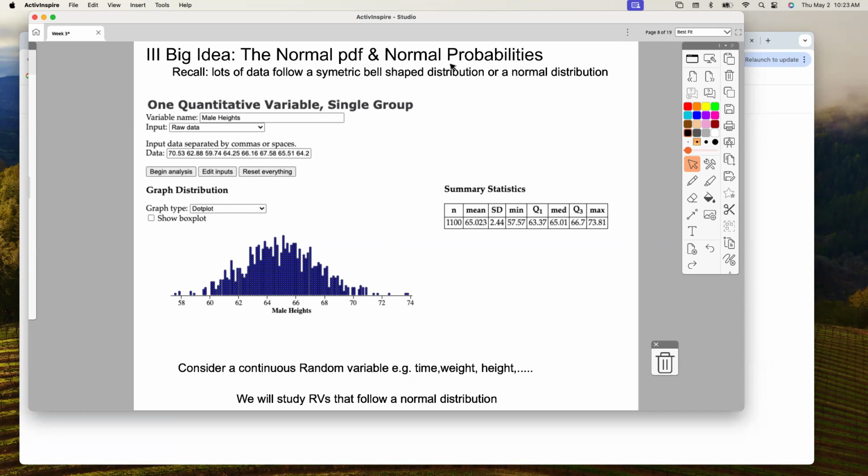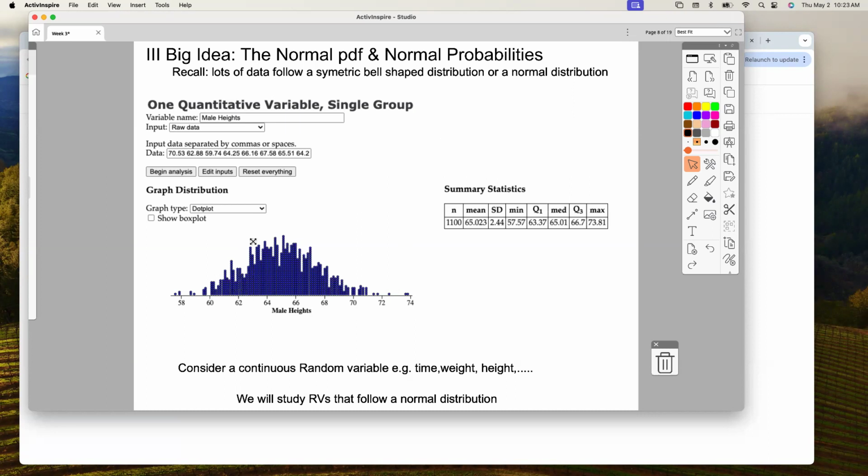First of all, we want to recall the idea that lots of data that we collect, it's just a law of nature, just an observation. So many data that we collect follow this bell pattern here, symmetric. And so it's so often we call it normal.